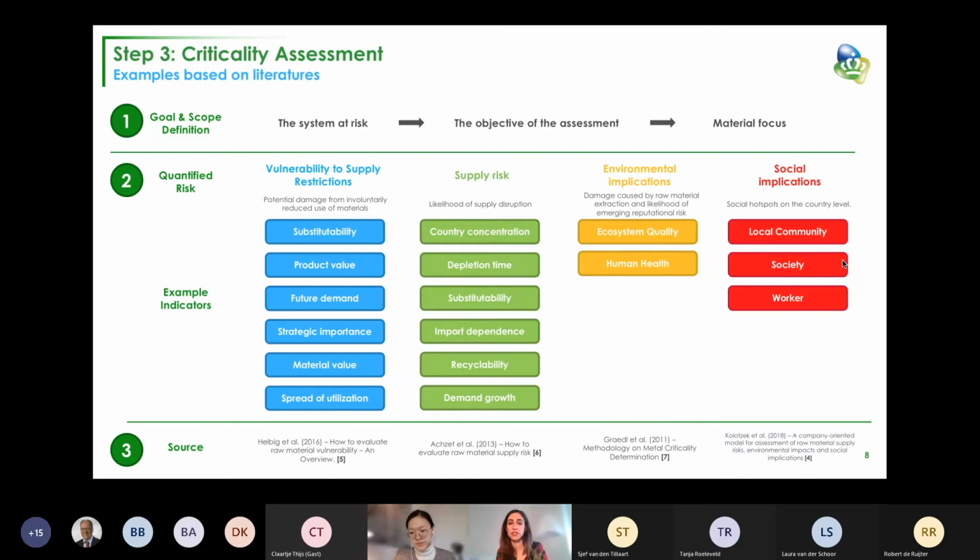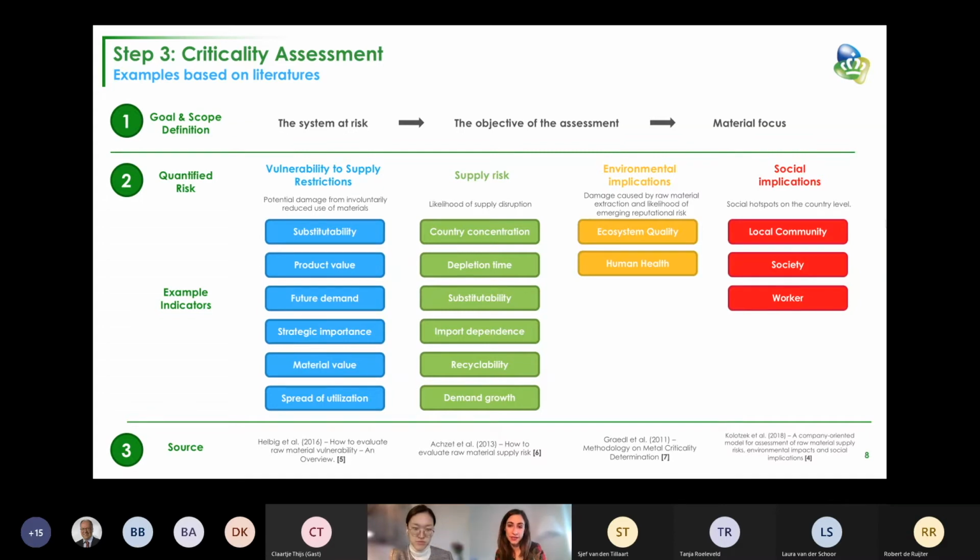Yes, and also material value and the spread of utilization, for example. And then supply risk can be, for example, country concentration. So are you sourcing only from a specific location? Depletion time, also substitutability. Also, are you dependent on imports from a specific location or a specific supplier? What does the recyclability and the recycle rates look like? And how is the demand going to grow?